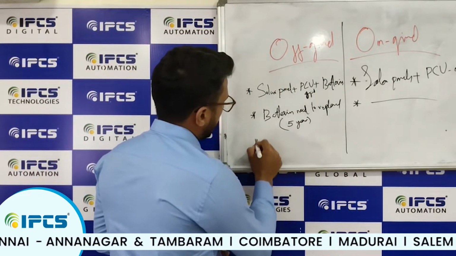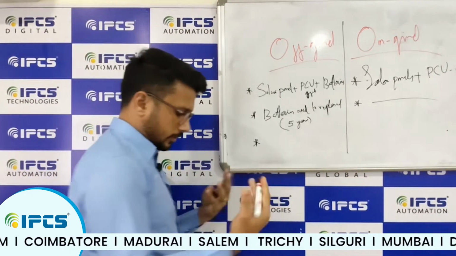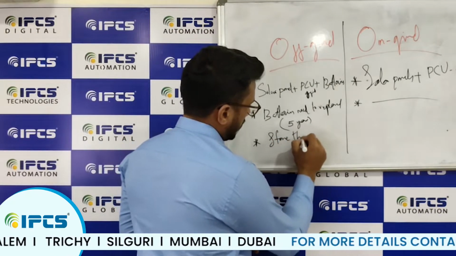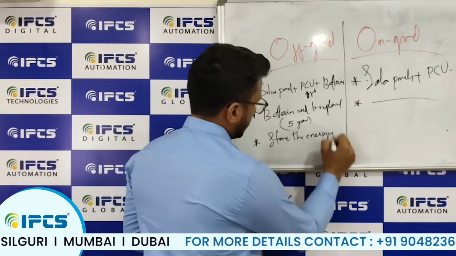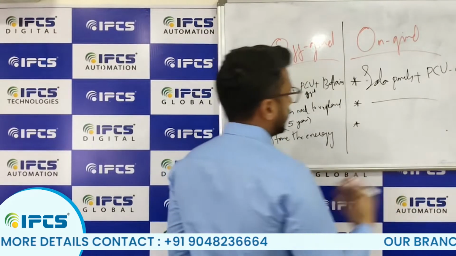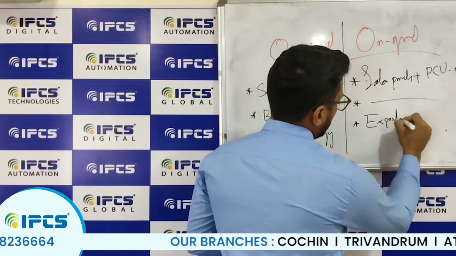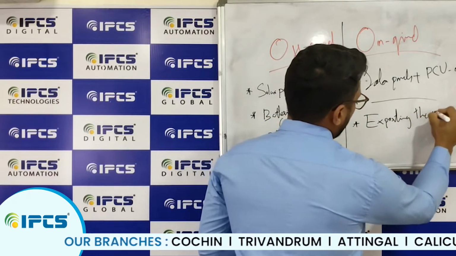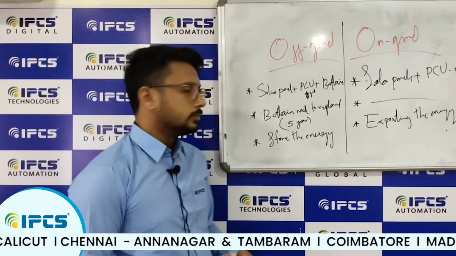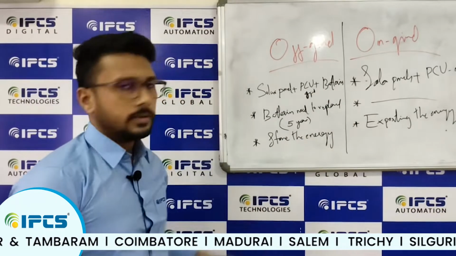And again, by using an off-grid solution, we can store energy. Here we are connecting with the grid, or the electricity board, so we are exporting the energy. In off-grid we are storing the energy by means of the battery, and we can also use it directly if that battery is full.